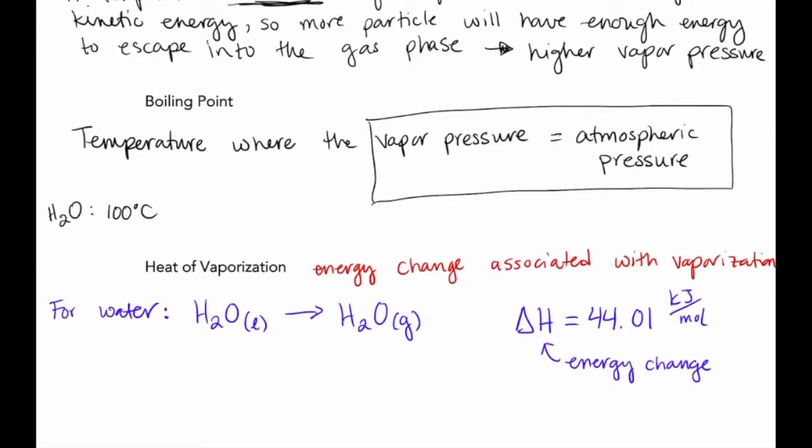What that means is for a mole of water to transition from the liquid phase to the gas phase, it's going to require 44.01 kilojoules. That's a quantity of energy. This is going to be a positive value, and that means energy is required for this transition. This is going to be an endothermic process. Vaporization requires energy.